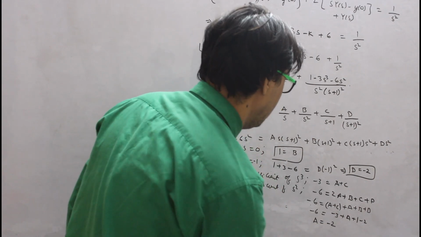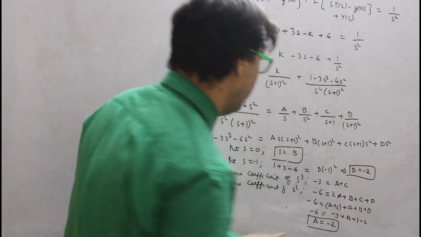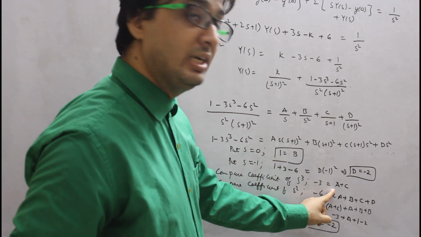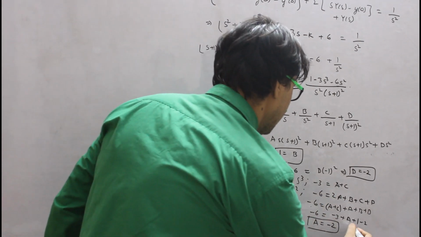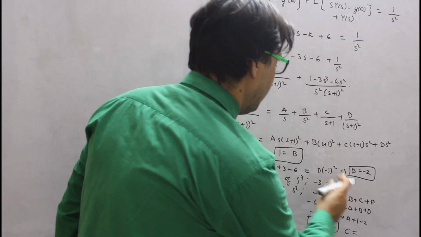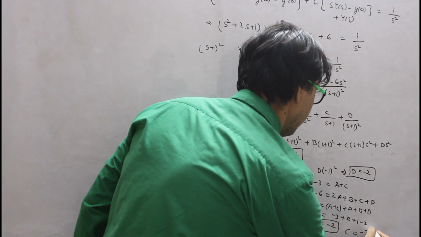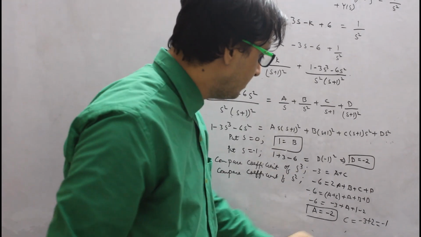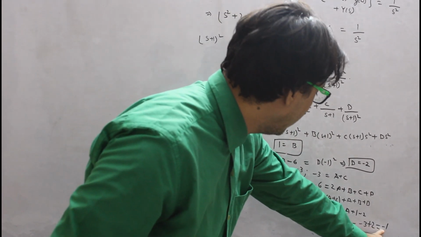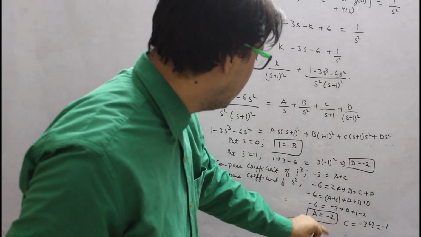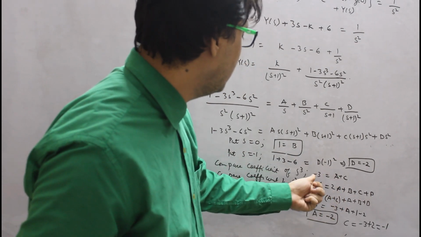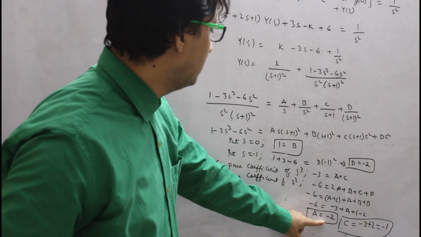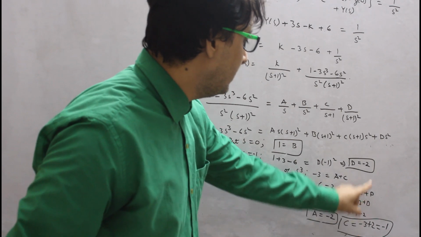So if we take minus 4 to the LHS, we get A is equal to minus 2. Okay, so we have got A is equal to minus 2, B is equal to 1, D is equal to minus 2. And from this relationship, we can find the value of C as well. That is minus 3 minus A, so minus 3 plus 2, which gives us how much? Minus 1. So we have got the values as minus 2, 1, minus 1 and minus 2.